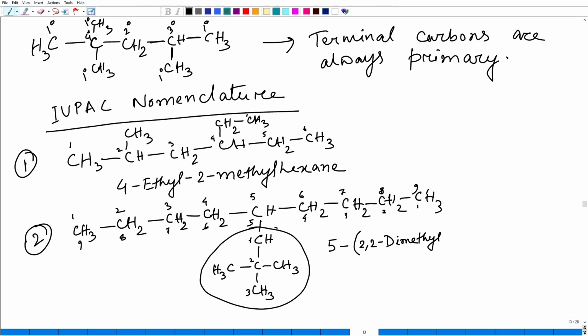Now, what is the whole group? Propyl, right? 1, 2, 3, a 3 carbon chain. It should be 2,2-dimethyl propane, but this is not propane, this is a propyl group, since it is attached to another compound. So, 2,2-dimethyl propyl, and what is a 9 carbon chain called? It is called nonane. So, 5-(2,2-dimethyl propyl) nonane. This is the name of the compound.